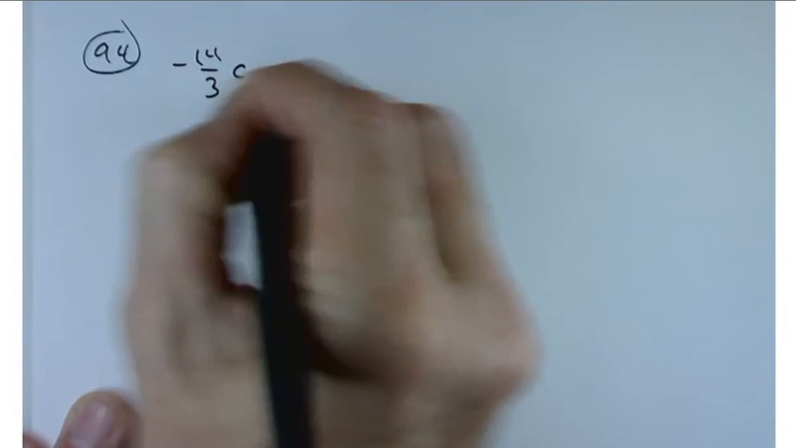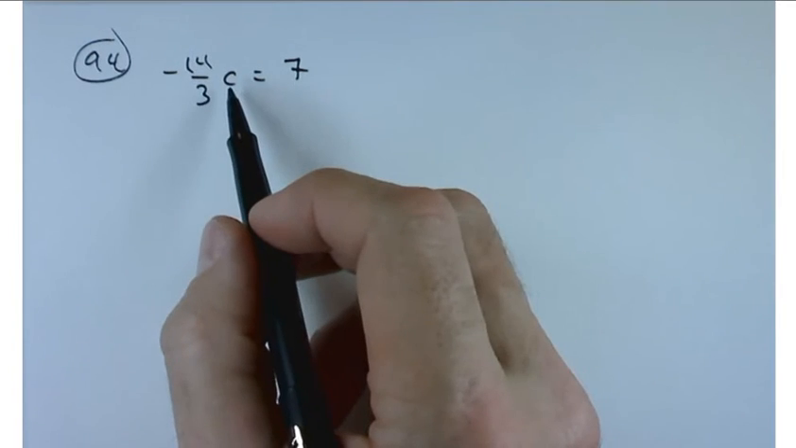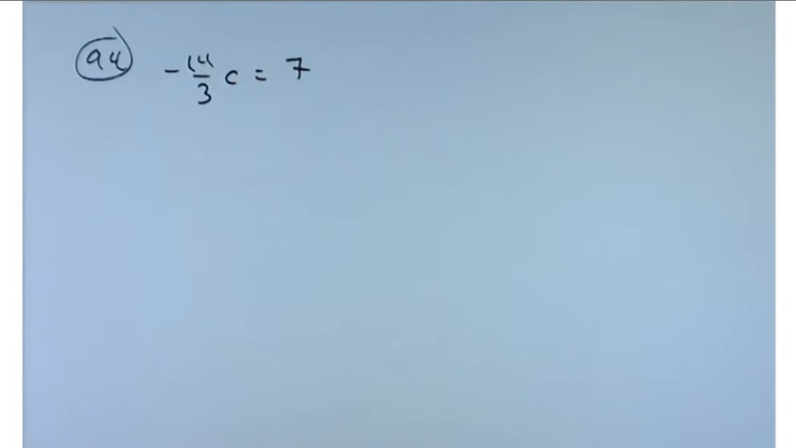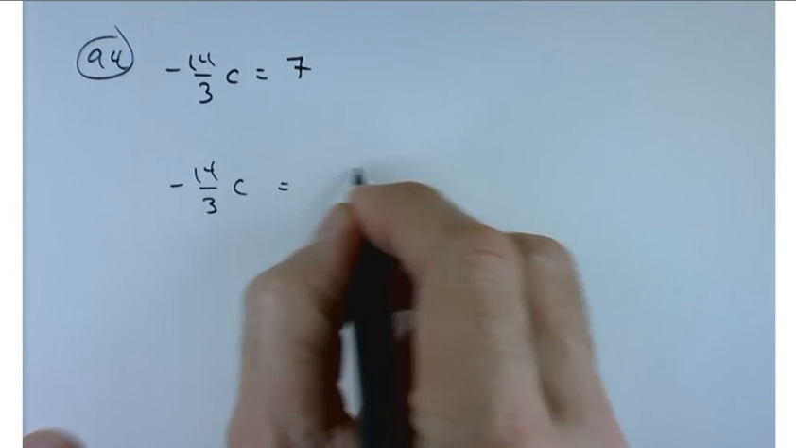Negative 14 thirds times C equals 7. There are a couple of ways you can do this one. We saw a hint at this in the previous section. One way to think of this is, C is being multiplied by this number. What's the opposite operation of multiplication? Division. That's one way to do it, and it'll work. It's a little bit of the long way, with an extra step. So let me suggest something we saw in section 1.9, and that is to multiply by the reciprocal.